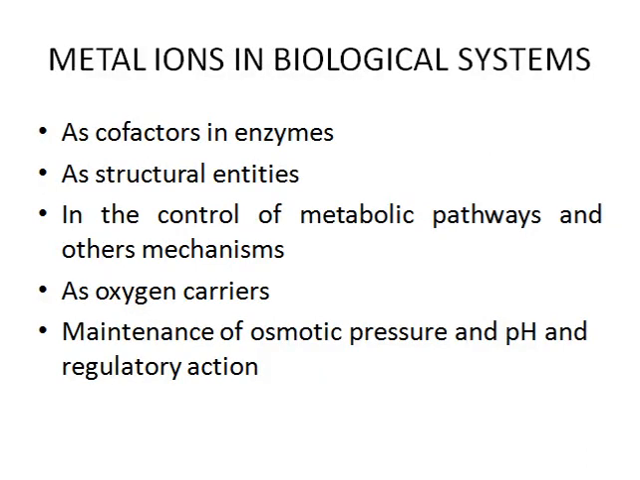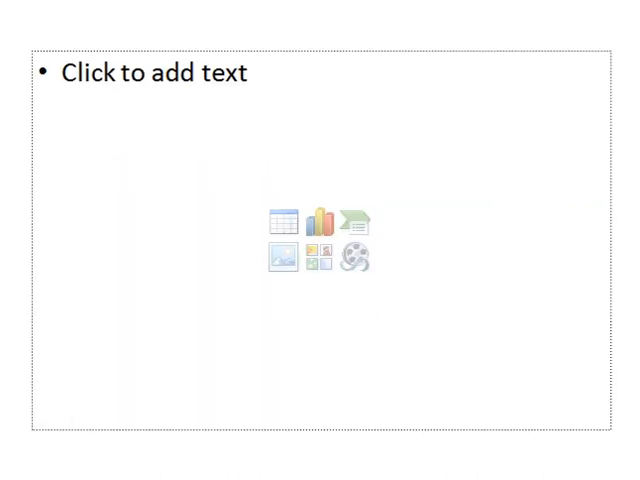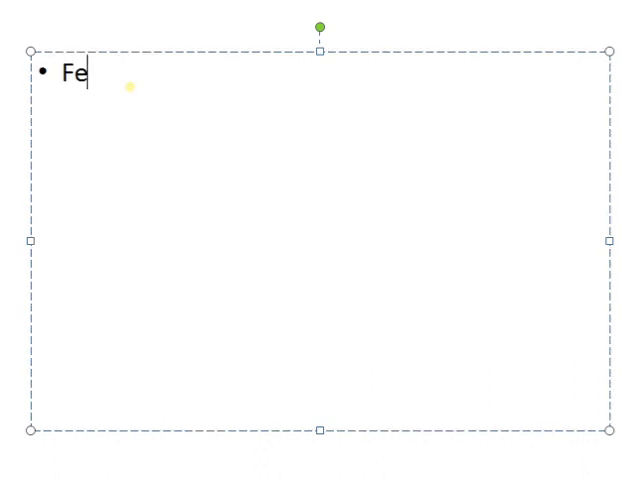Now we'll see the next function of the metal ions in the biological system, and that is they act as the oxygen carriers. Okay, so we'll see what oxygen carriers are. We can say that iron is an essential ingredient in the oxygen carriers, which is found in hemoglobin. Iron plays an important role as an oxygen carrier, and iron is present in hemoglobin.